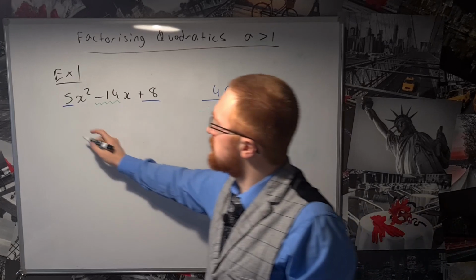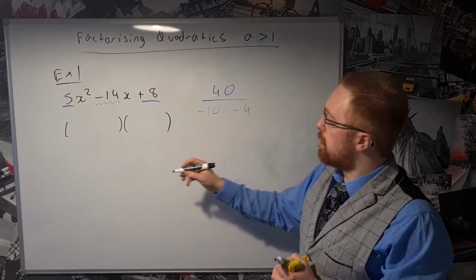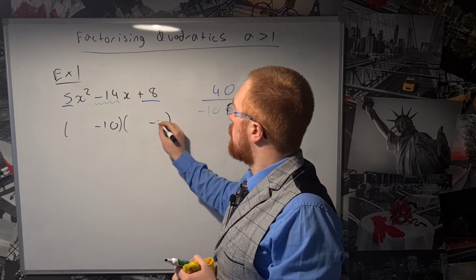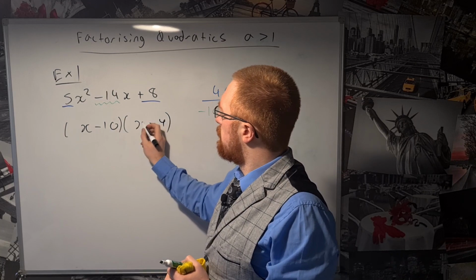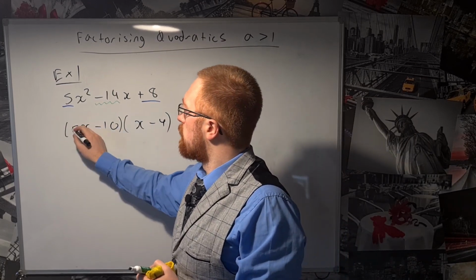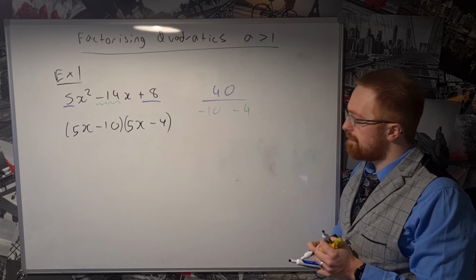So then again, just like normal factorisations, we draw our two brackets and we're going to put negative 10 and negative 4 in our brackets. Normally we'd put x here, but we've not just got x squared, we've got 5x squared. So we're going to put 5 there and there.